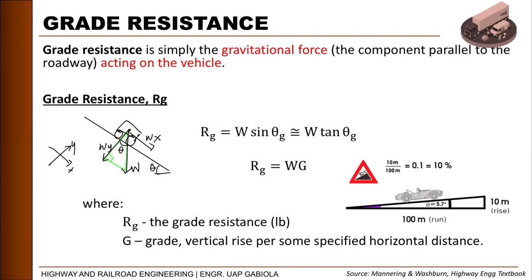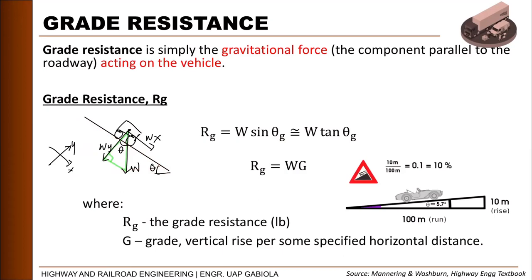Ang grade is yung vertical rise per some specific distance. So, kung ano yung rise natin, 10 over 100, yan yung ating grade or in terms ng percentage, times lang natin ng 100. So, kaya 10% to. Okay? So, again, grade is vertical rise per distance. So, kung halimbawa ito yung ating angle, kung ilan yung dimension nitong vertical over yung horizontal niya, yun yung grade natin. Yung mismong run natin. Okay?